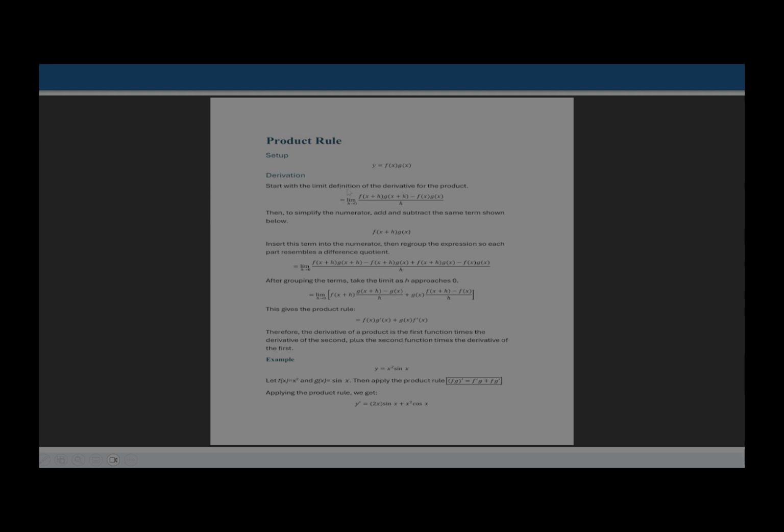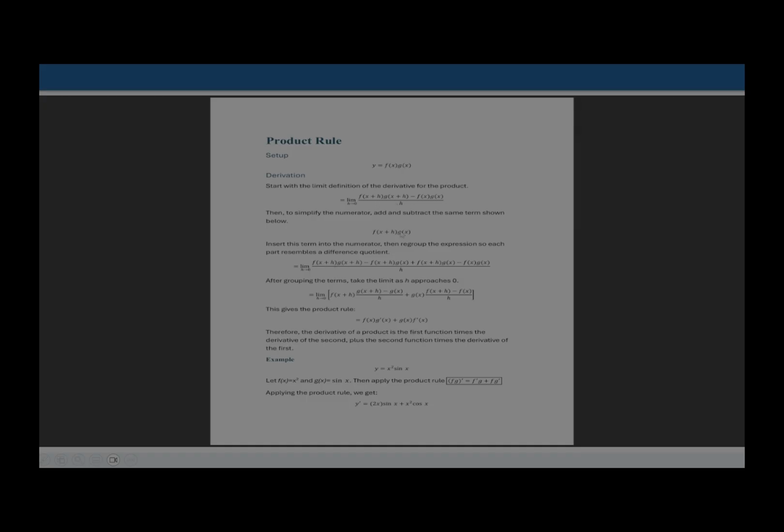Observe, we use the definition of the derivative of the function. We talk about the limit of f(x plus little h) minus f(x), divided by h, as h approaches 0. The input changes a little bit, the function changes a little bit, we take away the function, and divide by h, a limit. That's the main principle behind explaining the derivative. Then, to simplify, add and subtract the same term shown below. We insert this term into the numerator, then regroup the expression so its parts assemble into different quotients.